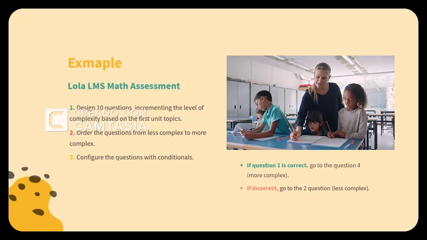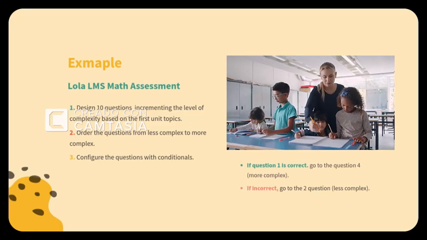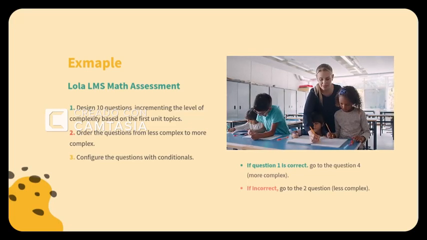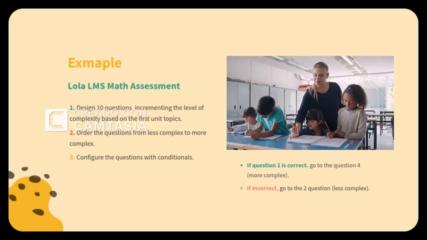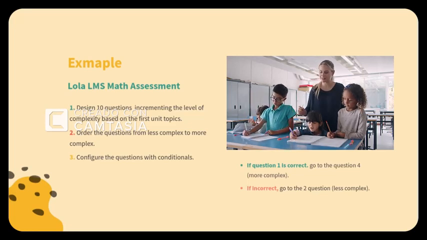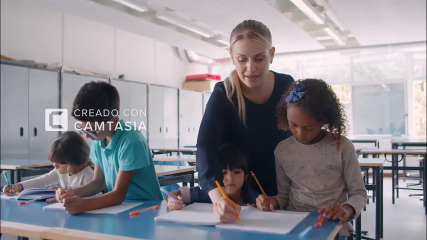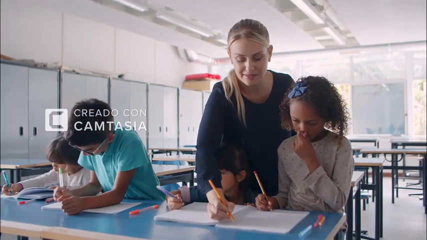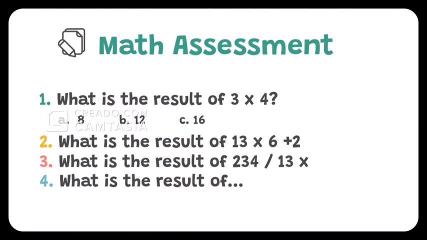To design the adaptive assessment, Lola follows 3 basic steps. First, design 10 questions incrementing the level of complexity based on the first unit topics. Second, order the questions from less complex to more complex. And third, configure the questions with conditionals. For example, if question 1 is correct, go to question 4, that is more complex. If incorrect, go to question 2, that is less complex.